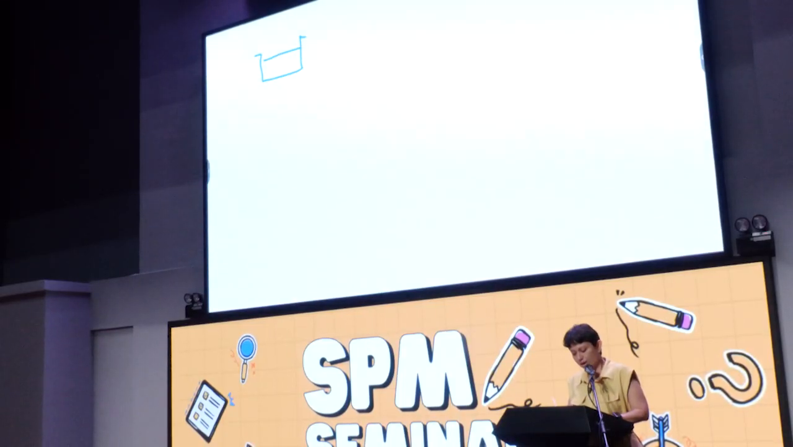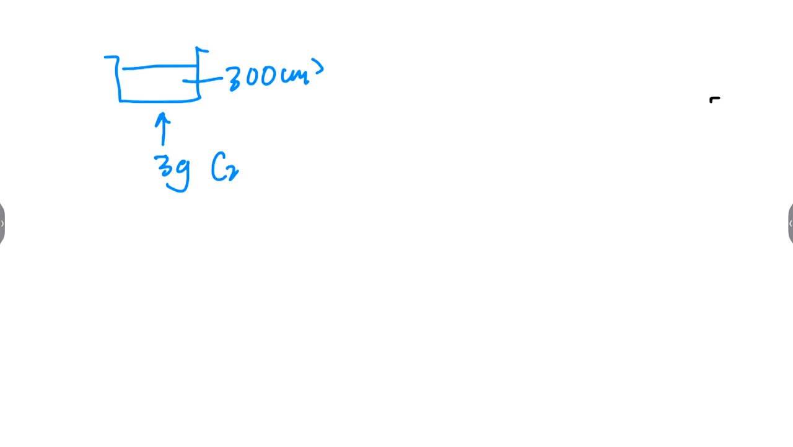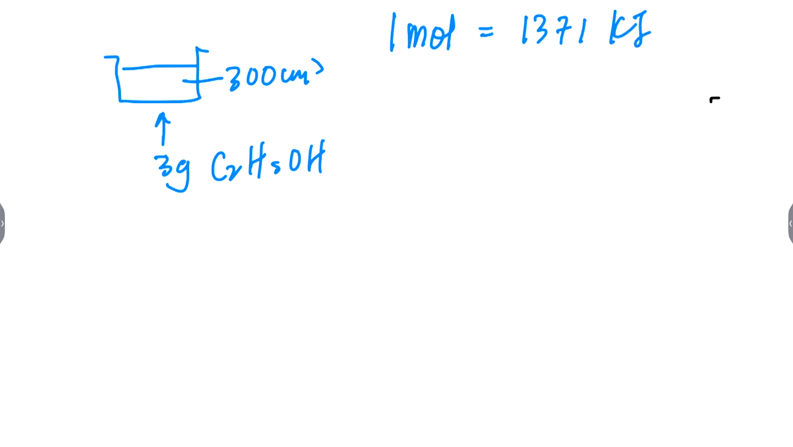Okay, this question you read carefully. Heat of combustion for ethanol. 300 centimeter cube is the water. You heat up with 3 grams of ethanol. They don't even give you ethanol. If you cannot write down ethanol is C2H5OH, you cannot do anything. So you have to know ethanol is C2H5OH. And then they tell you the heat of combustion. Heat of combustion means 1 mole of ethanol gives me 1371 kilojoules. That's what heat of combustion means, okay? So they say 3 grams of ethanol heats up 300 centimeter cube of water, calculate the increase of temperature.